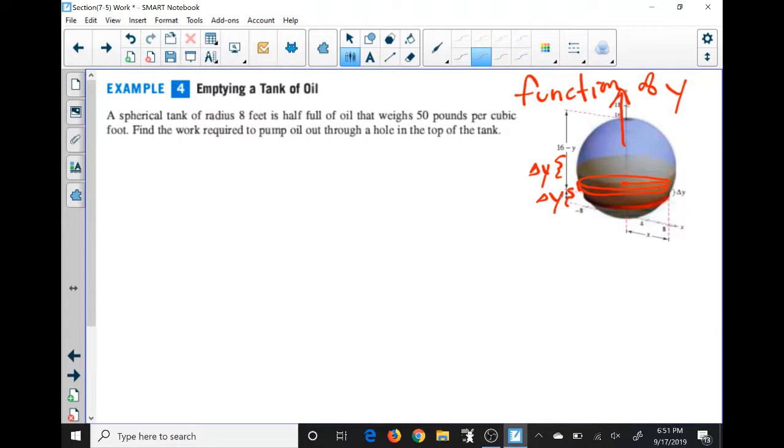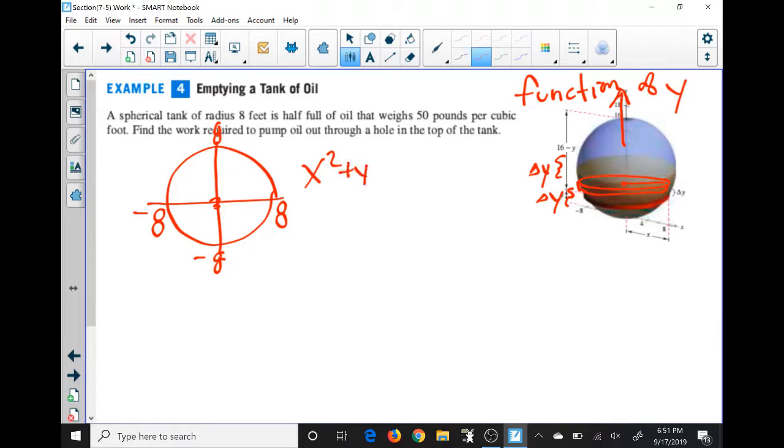And we say, well, since this is a spherical tank, I can plot this on a coordinate plane. It says that the spherical tank has a radius of 8 feet. So we know that the coordinates, if we center this at the origin, are going to go from -8 to 8 on the x and the y axis. That means we have x squared plus y squared equals 8 squared. That's our equation for the circle.